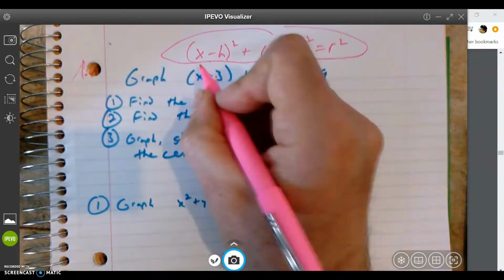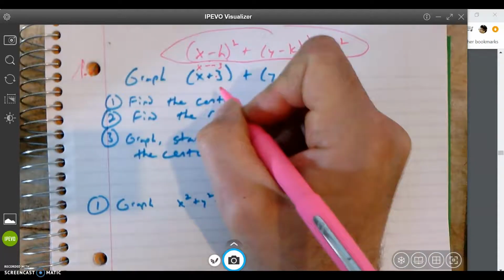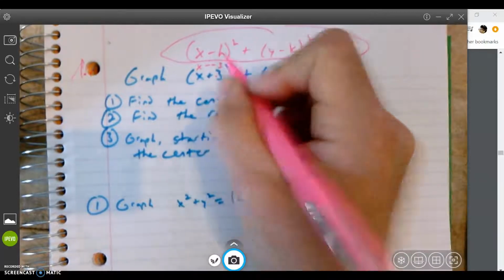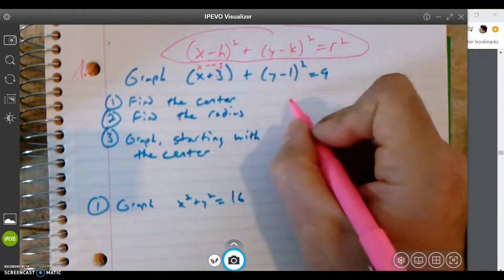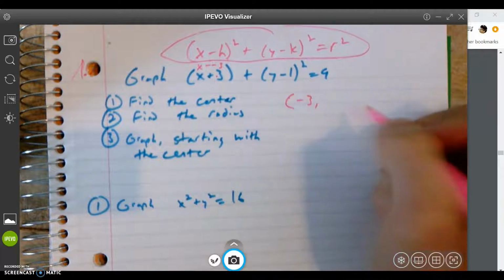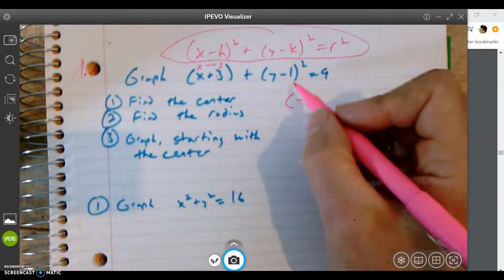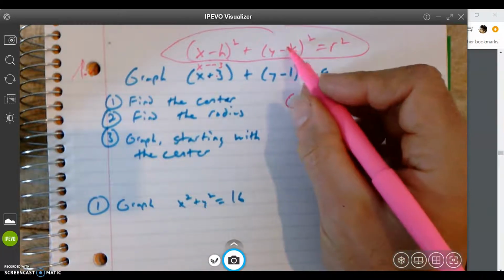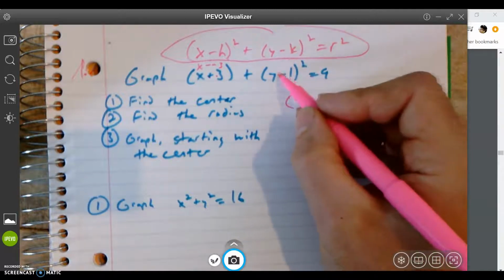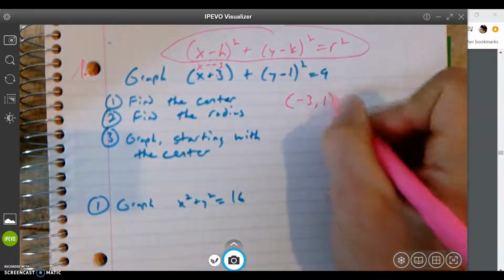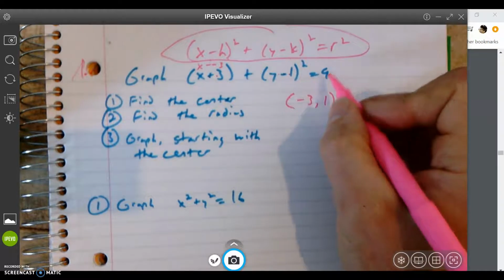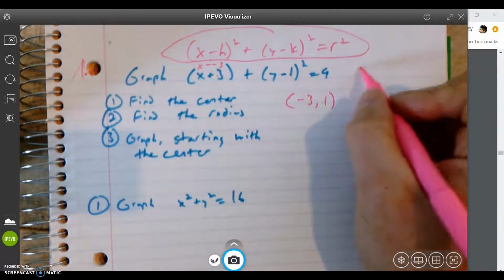So this is actually x minus negative 3 in disguise. And so the x coordinate of my center is going to be negative 3, the opposite. And the y coordinate of my center is just y minus k, y minus 1, which is just 1. Bam. And r squared equals 9.